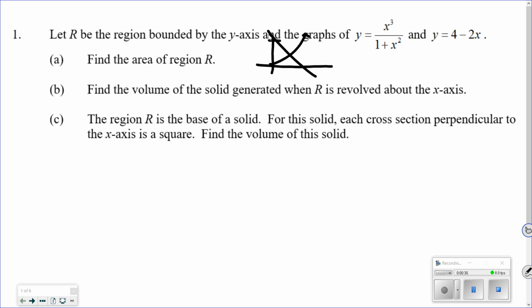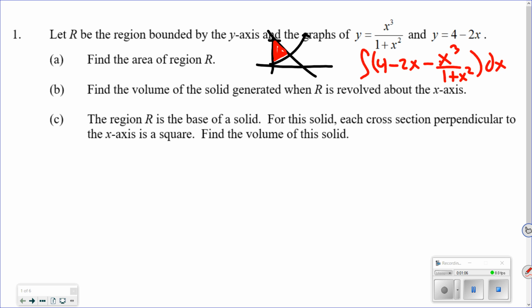So the area bounded by the y-axis and those two ends up being that area right there, and I'll do it in a different color. That area that we're doing. Okay, so we want to find that area. Most of us are really good with this. Just make sure you go top minus bottom. Don't mix this up with volume. This would just be the integral of 4 minus 2x minus x cubed over 1 plus x squared.